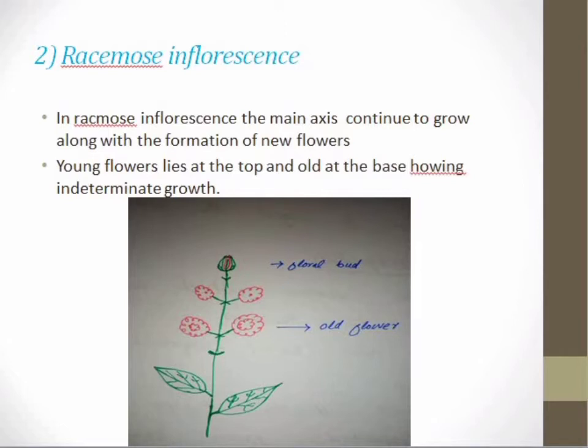In racemose inflorescence, the main axis continues to grow along with the formation of new flowers. In this case, the main axis will grow. It means it will show indeterminate growth. The growth which doesn't stop or come to an end is known as indeterminate growth.